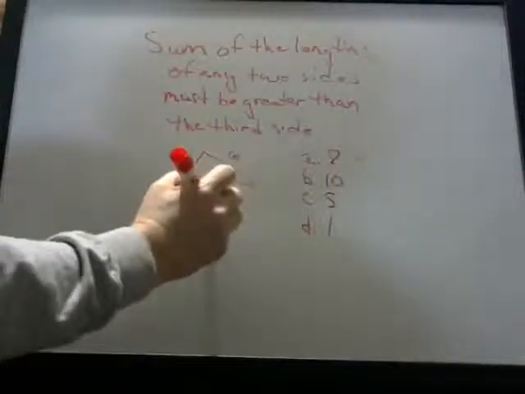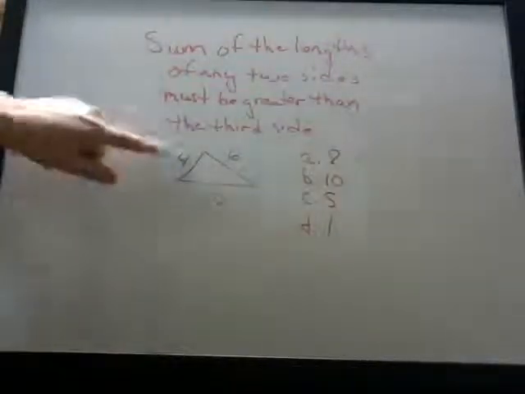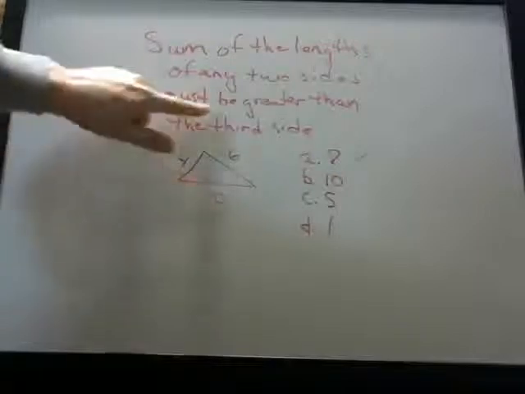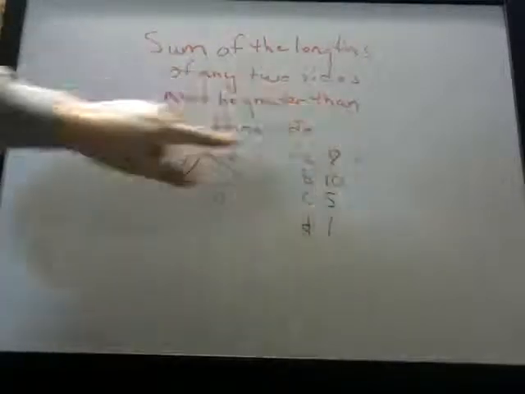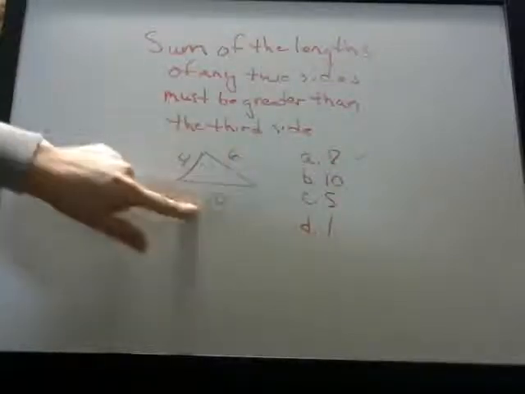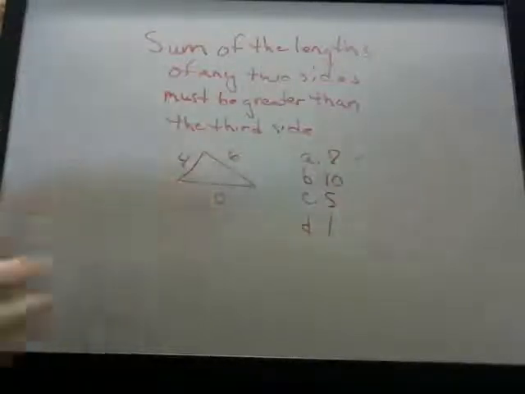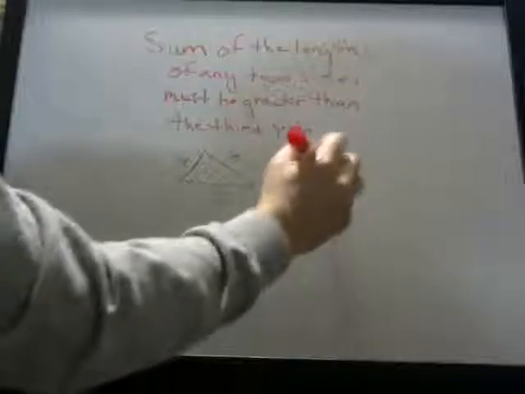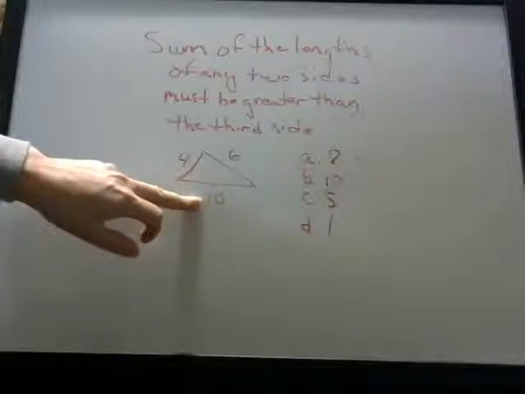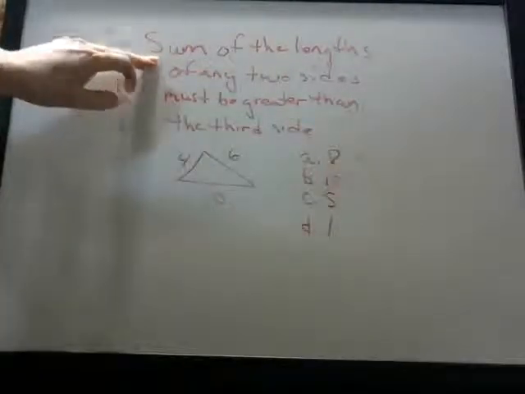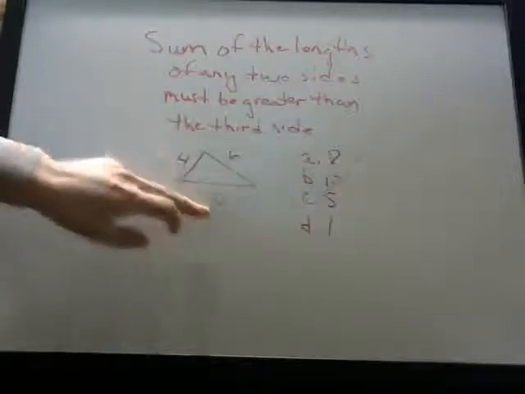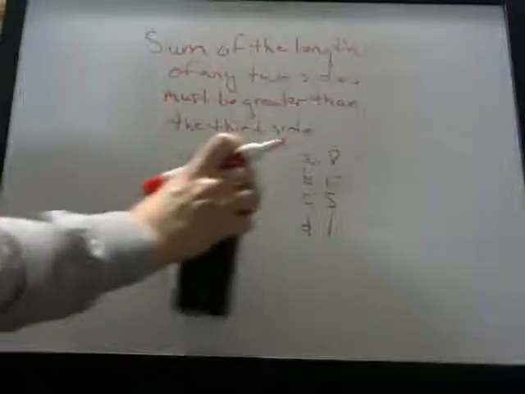How about 10? Well, the sum of these two sides is 10. It says that it has to be greater than the third side, not equal to. So since 10 equals 10, it's not greater than the third side. 10 cannot be the length of that side. The sum of the lengths of any two sides has to be greater than the third side. This is 4 plus 6 is 10. That's equal to 10. It's not greater.